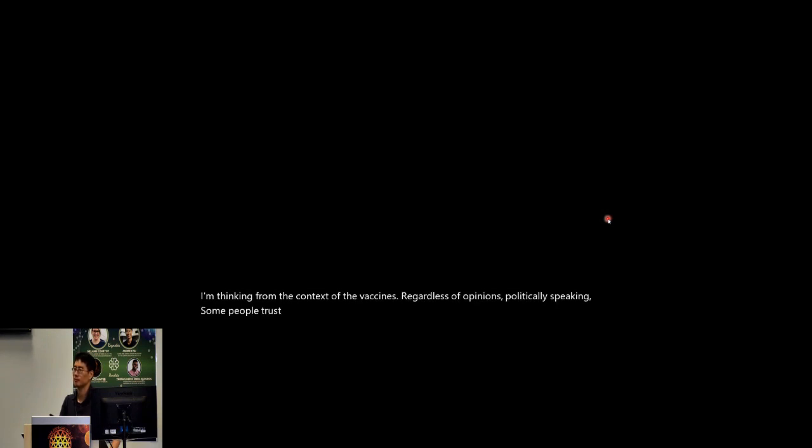I wanted to know your individual professionally educated opinion. No accountability over this. You pointed to the EU regulation on AI for high risk. Who should be the one making the choice of which one is high risk and which one isn't? I'm thinking from the context of the vaccines, regardless of opinions, politically speaking. Some people trust the doctors, some people don't trust the doctors. Who should be the one making these decisions? The politician, the expert? What's your opinion on this?